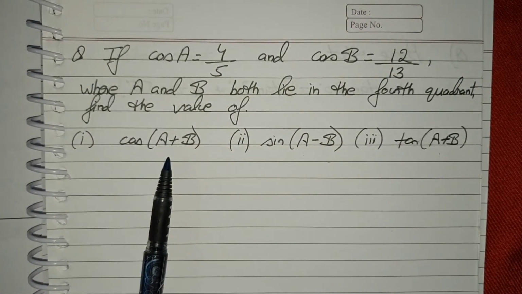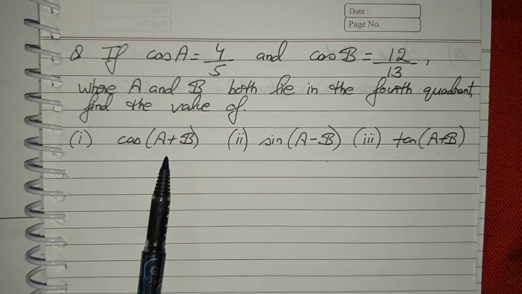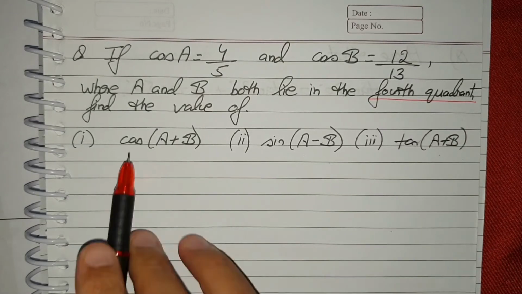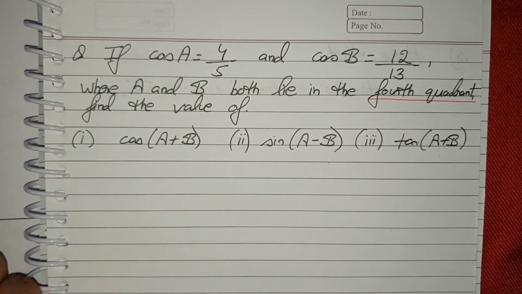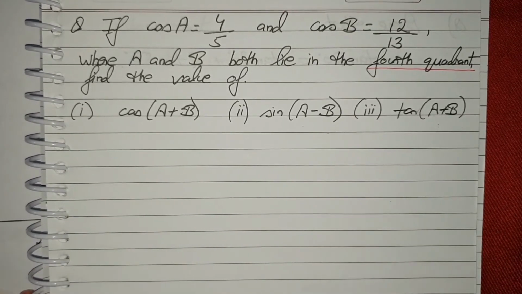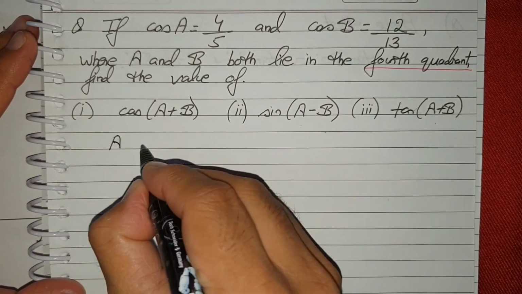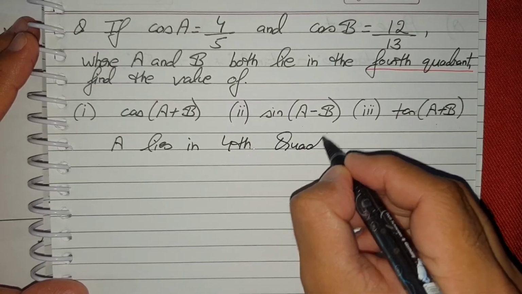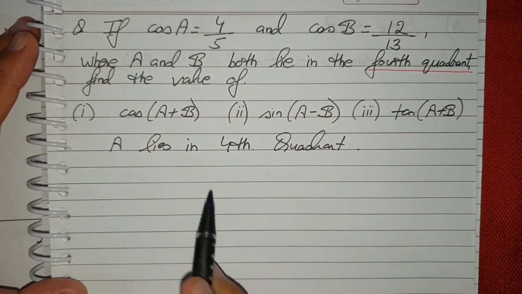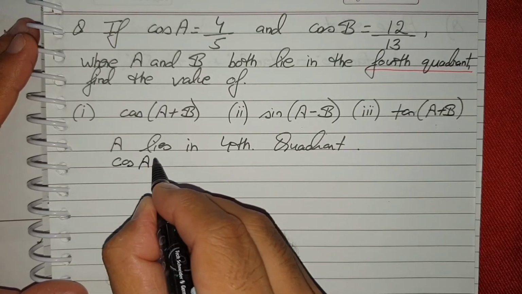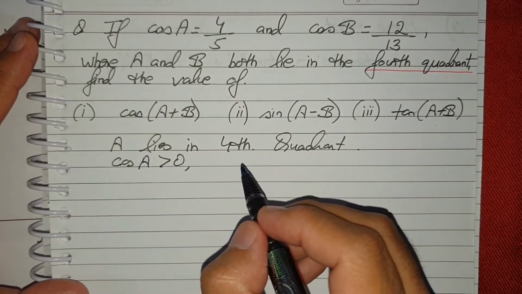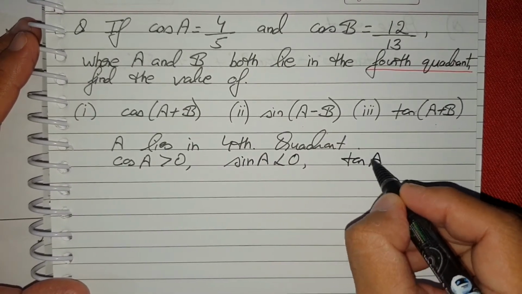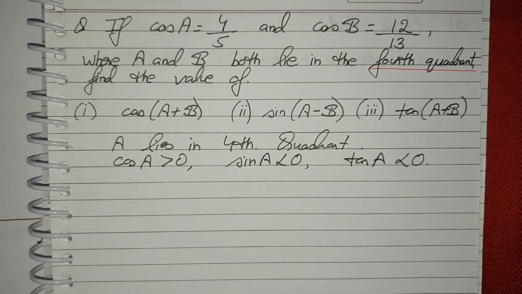So next example. Cos A is 4 by 5. Cos B is 12 by 13. Now see, A and B both lie in the fourth quadrant. This is an important point. Now find the value of cos A plus B, sin A minus B, tan A plus B. That is a different thing. First of all, now see. We know that A lies in the fourth quadrant. So that means cos A will be positive. But sin A negative, tan A negative. Okay.